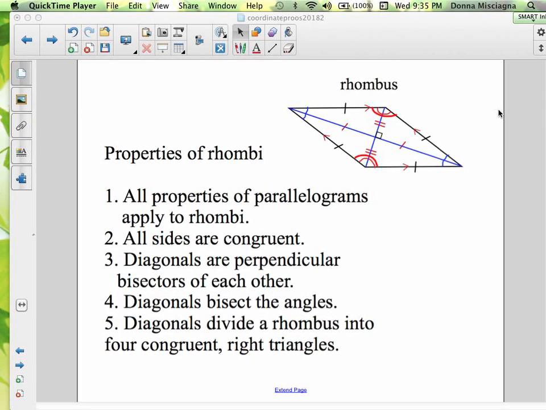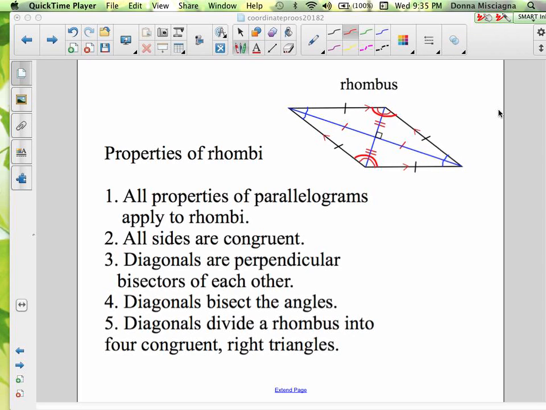And you can see some of that shown in the diagram above. But unique to the rhombus is the fact that all sides are congruent. So not just the opposite sides, all sides. The diagonals are perpendicular. So not only are they bisectors, but they're also perpendicular. The diagonals bisect the angle, and it happens that the diagonals divide a rhombus into 4 congruent right triangles.